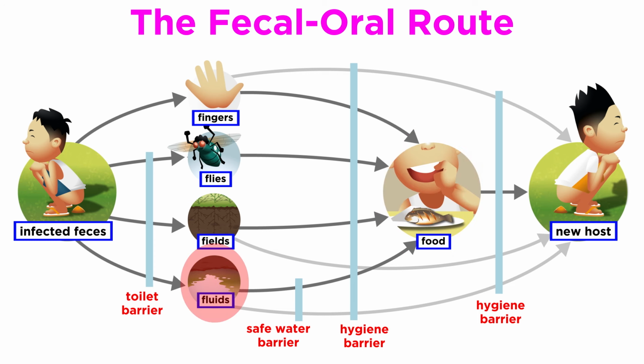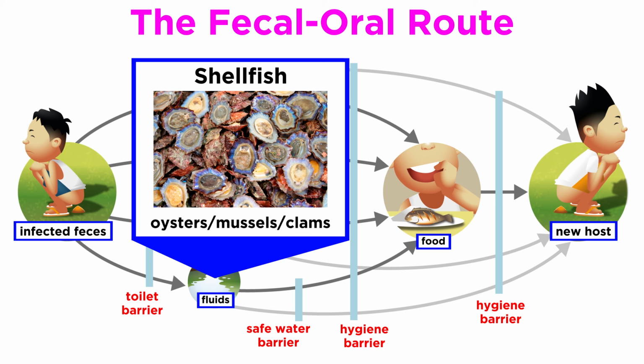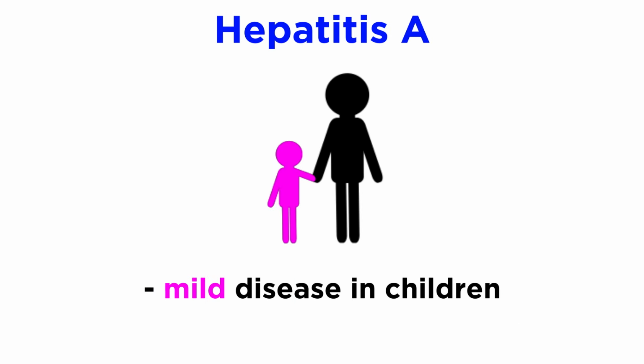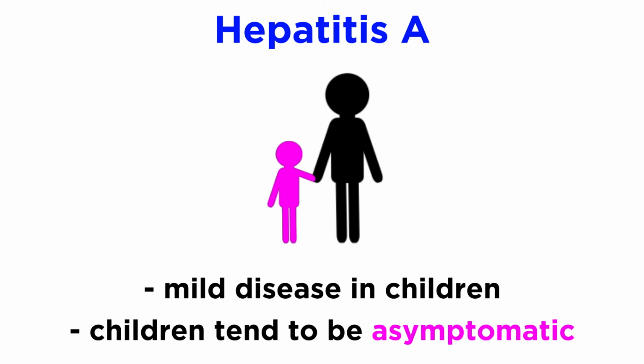The virus can also survive in fresh and salt water for months at a time, so any raw or improperly treated sewage can taint the water supply. As a result, shellfish, especially oysters, mussels, and clams, can be significant sources of the virus during an epidemic. Hepatitis A is typically a mild disease, especially in children. In fact, most cases in children are asymptomatic altogether.